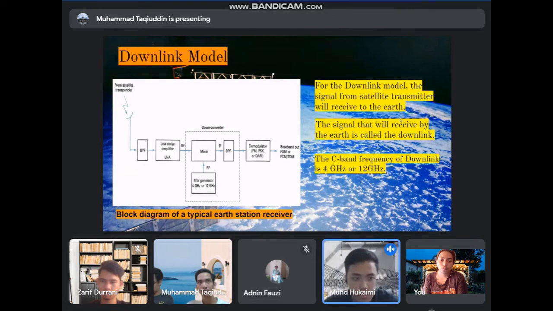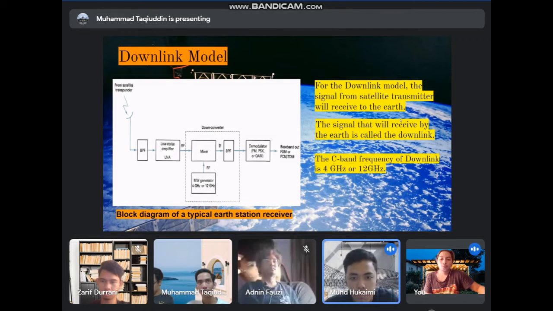So next is the downlink model. For the downlink model, the signal from the satellite transmitter is received by the Earth, and the signal received by the Earth is called the downlink. The C-band frequency of the downlink is 4 GHz. As we can see here, the diagram is a typical Earth station receiver.